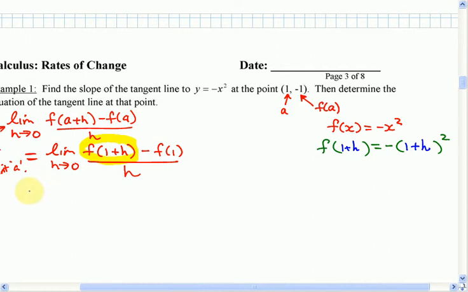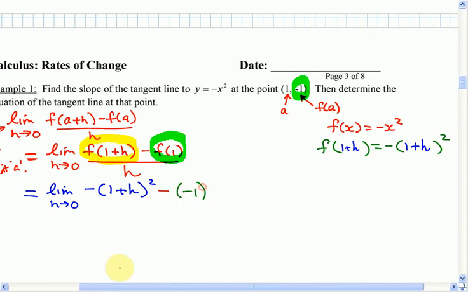So therefore now, over here, I'm going to replace the f of 1 plus h with negative bracket 1 plus h all squared. And now, what's this f of 1 value? That's right, it's negative 1. It's the y value that's connected to the value at a. When this is negative 1, I'll say minus, and I'll have here negative 1, all divided by h.